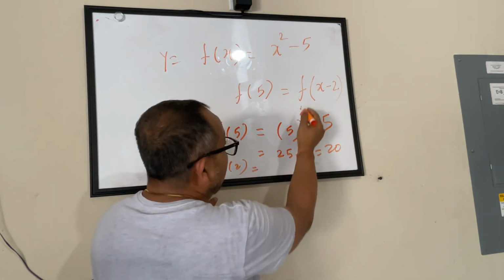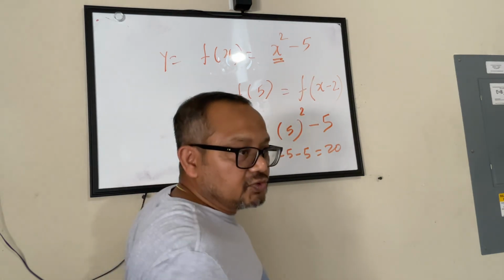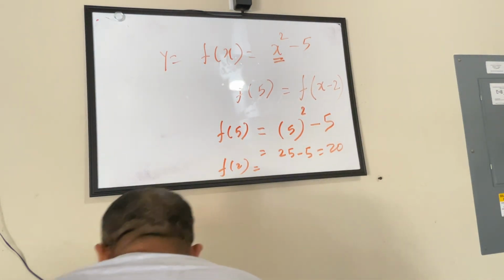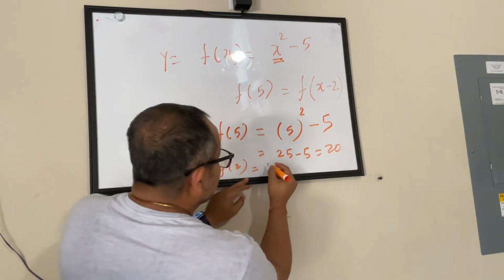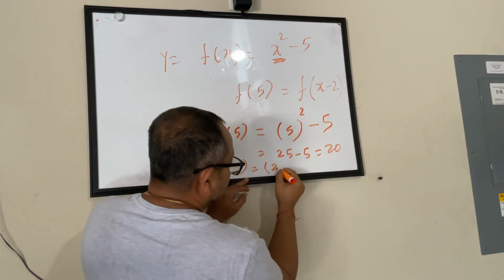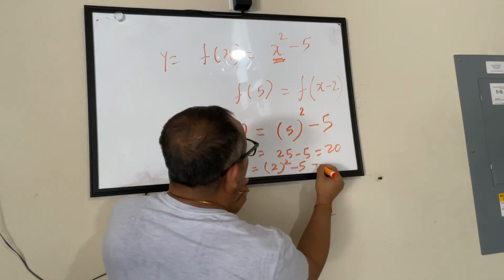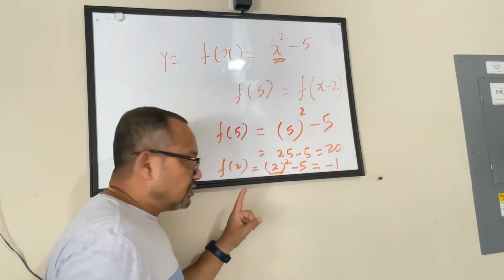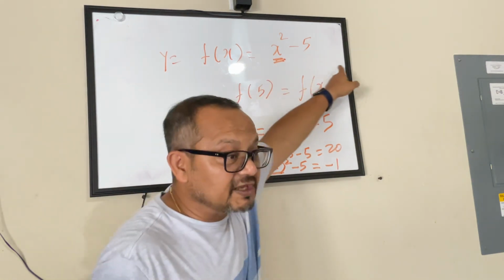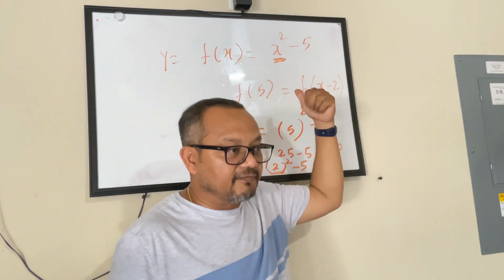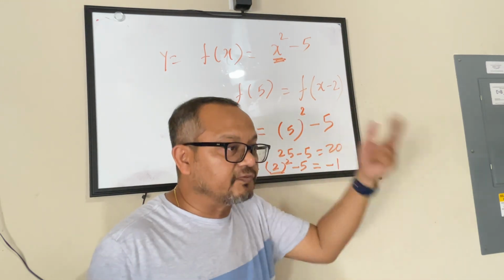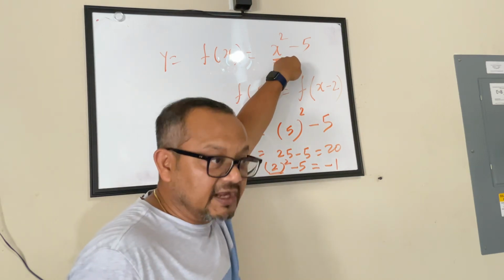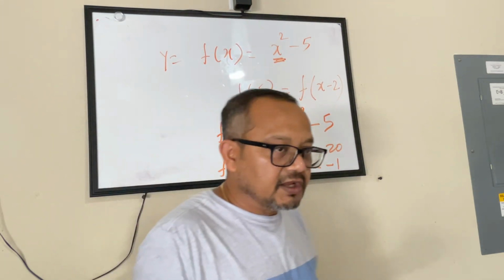If somebody says function of 2, what will that be? I will replace x with a 2 and see what the value is. Instead of x I have a 2. So 2 square minus 5 equals, 2 square is 4, minus 5 is minus 1. So if anybody says, given this function, find out the value of this function for x equals 2, 5, 7, 9, whatever it is, you just replace every x with that number and get the value. So far it is okay, right?